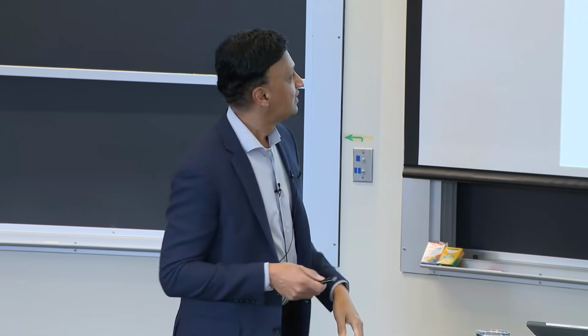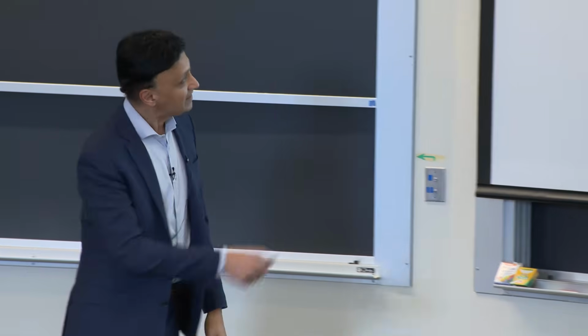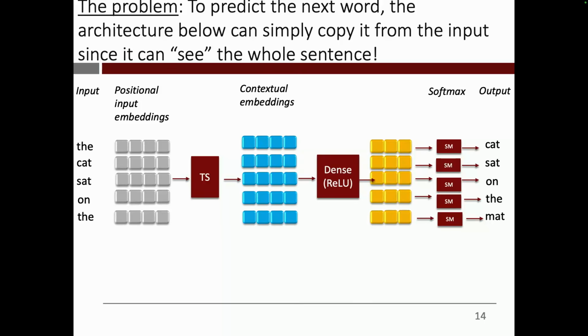So let's say that you want to predict the next word. If you look at this architecture, it can simply copy it from the input because it can see the whole sentence. If I tell you, "the cat sat on the mat," and I just gave you "the cat sat on the," can you predict the next word for me? You'll be like, yeah, duh, it's mat.